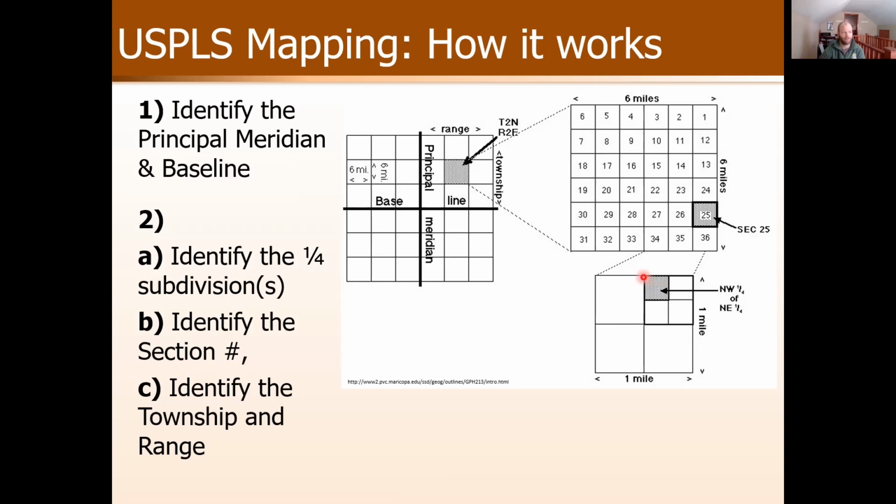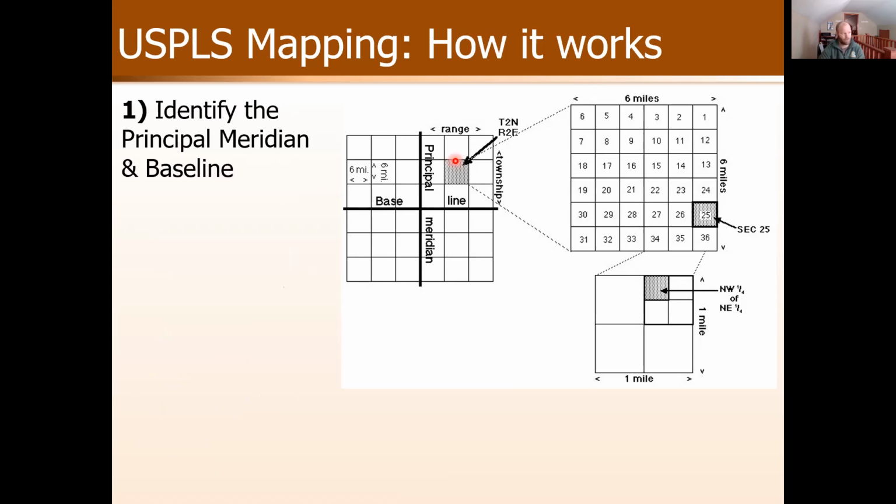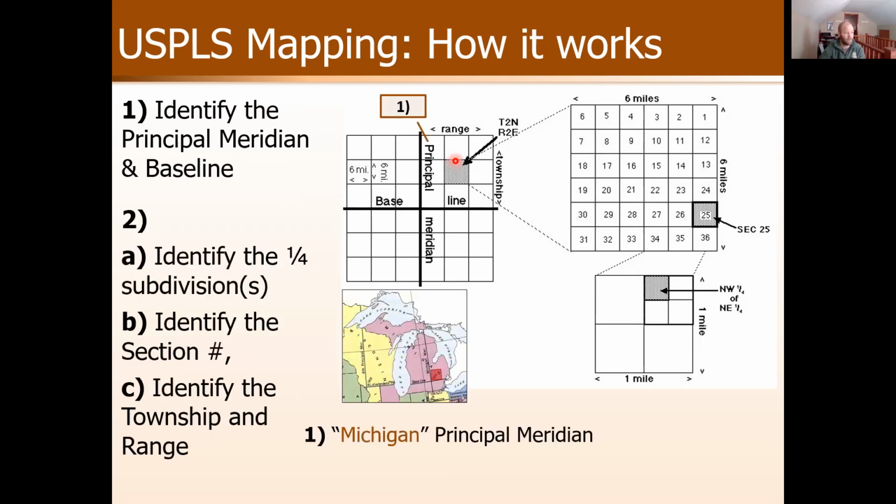And so in this case, this square that I'm now highlighting is the north and west quarter of, and now I'm going to highlight this square, so that's your second largest subdivision, of the northeast quarter, and there's only two here, it could go to one more, of section 25 of township 2 north and range 2 east. Okay, so there you go.